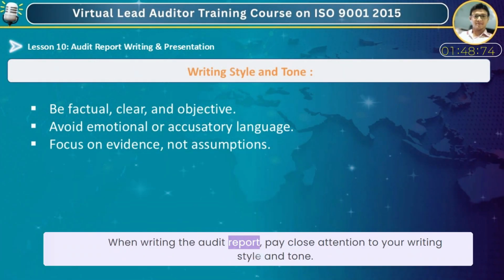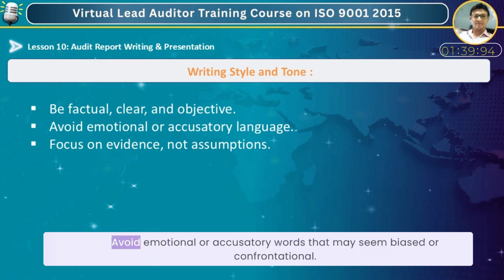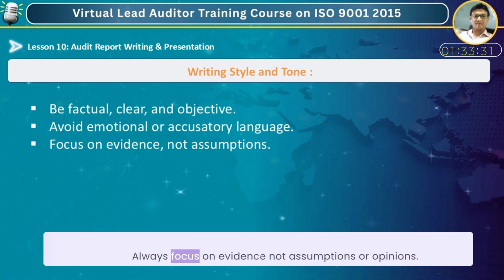When writing the audit report, pay close attention to your writing style and tone. Keep your language factual, clear, and objective. Avoid emotional or accusatory words that may seem biased or confrontational. Always focus on evidence, not assumptions or opinions.